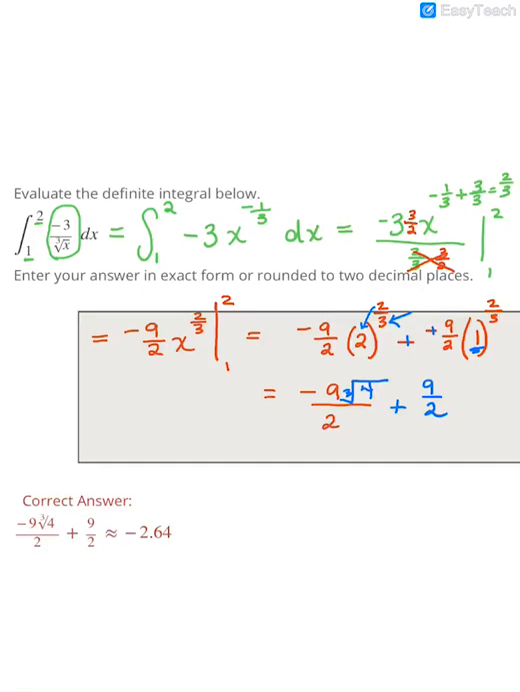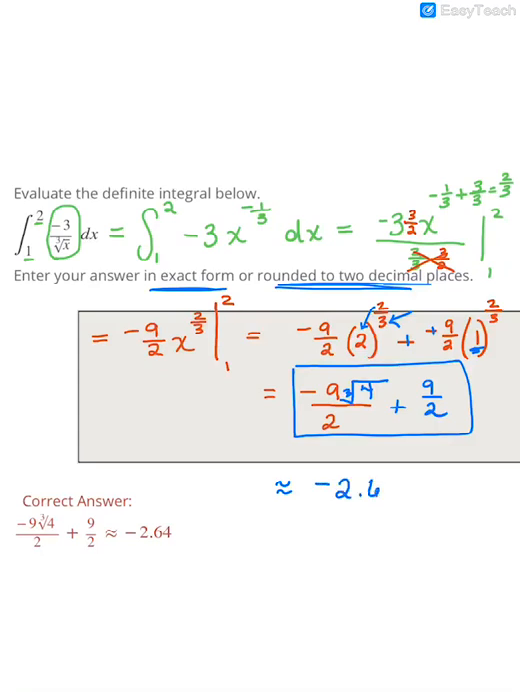They ask us to give it in exact form, so that would be your exact form answer. And then they also ask me to round it to 2 decimal places. So when I get on a calculator and I actually punch it out, I'm going to get negative 2.64, rounded to 2 decimal places.